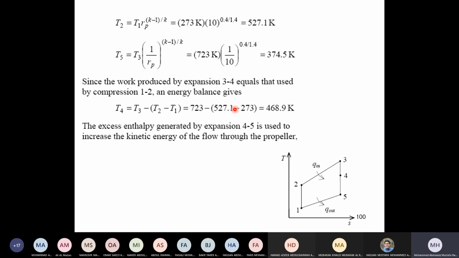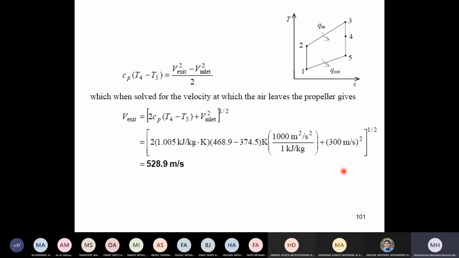So now T3 is given. From that, I get T5. T1 is given. From that, I get T2. T4, I get it from this equation here. So I have all the temperatures now. This is the first step you do here. Once you have done this, then you can apply the energy equation from 4 to 5, and then get V exit, which is the velocity at exit here.